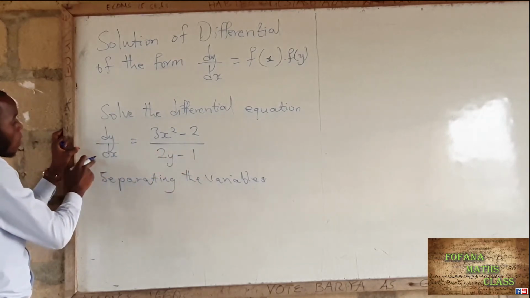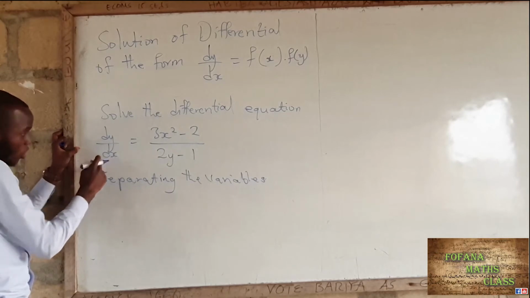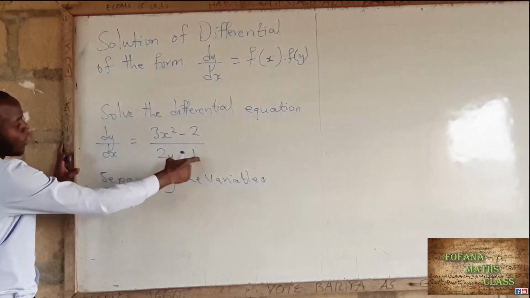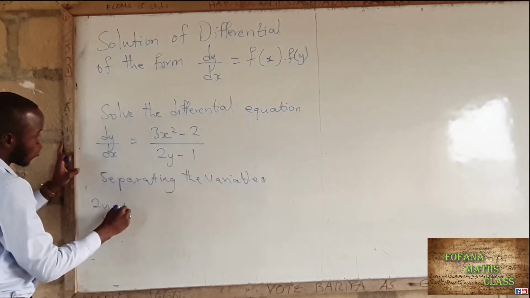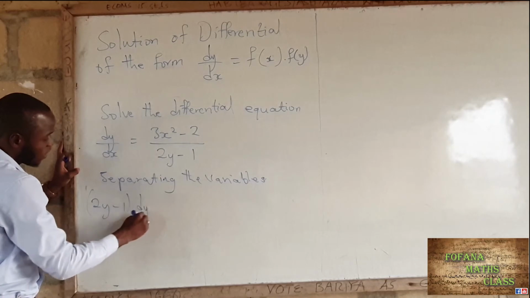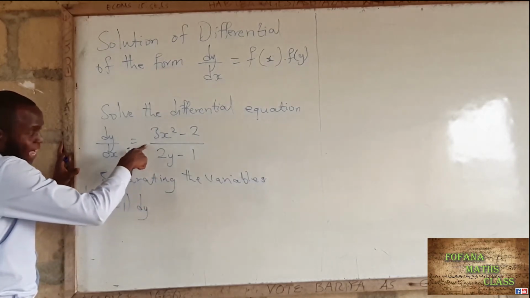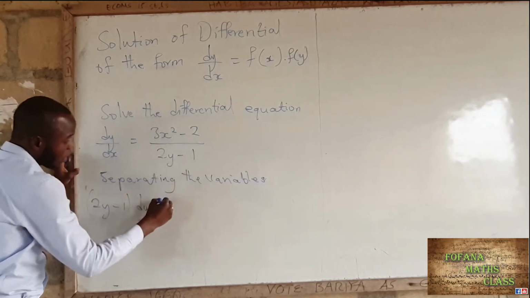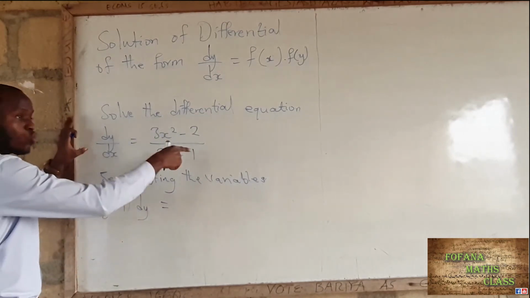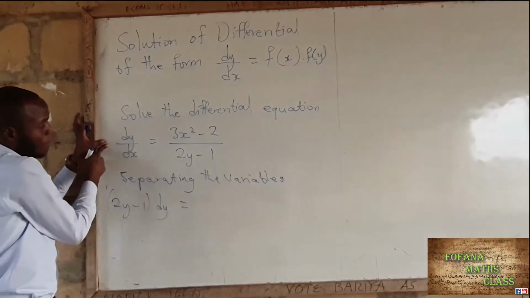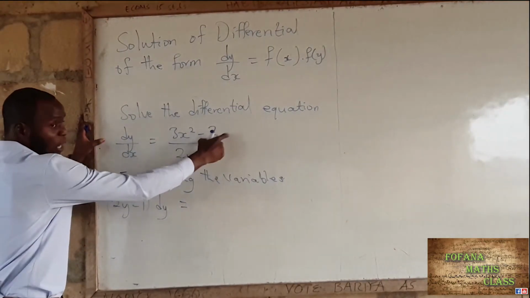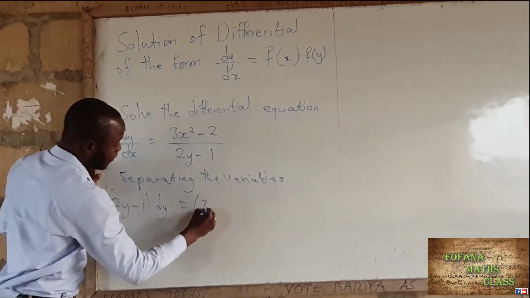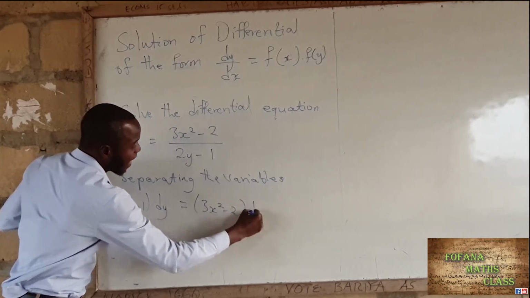And I'll also multiply the equation by dx. If I multiply the equation by 2y minus 1, we have (2y minus 1) dy on the left, because the 2y minus 1 cancels the denominator. And I will also multiply through by dx. That dx will cancel the denominator and multiply 3x squared minus 2. So this is what you will have: (3x squared minus 2) dx.